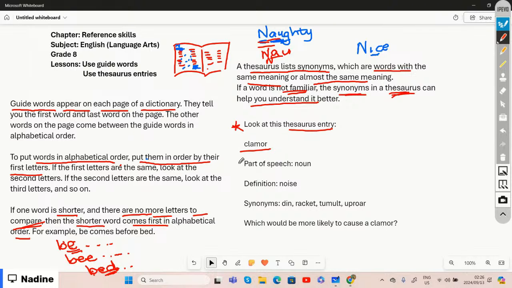And the part of speech of clamor. Clamor is a noun. Now we know clamor is a noun. It's not an action that is being done. It's a noun. And the definition of clamor, it means noise. Clamor is noise.